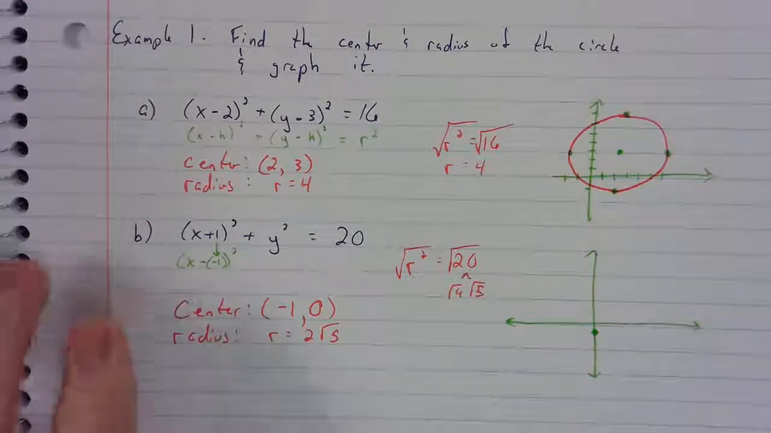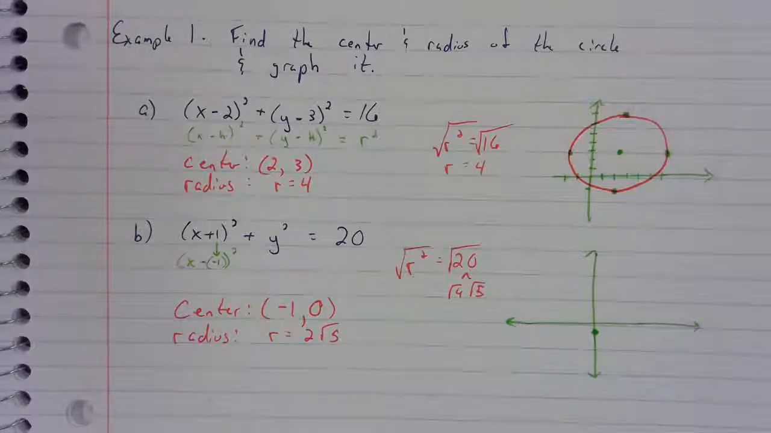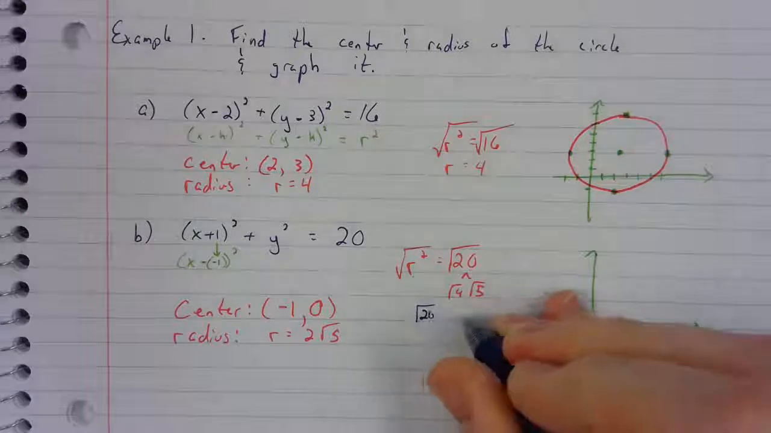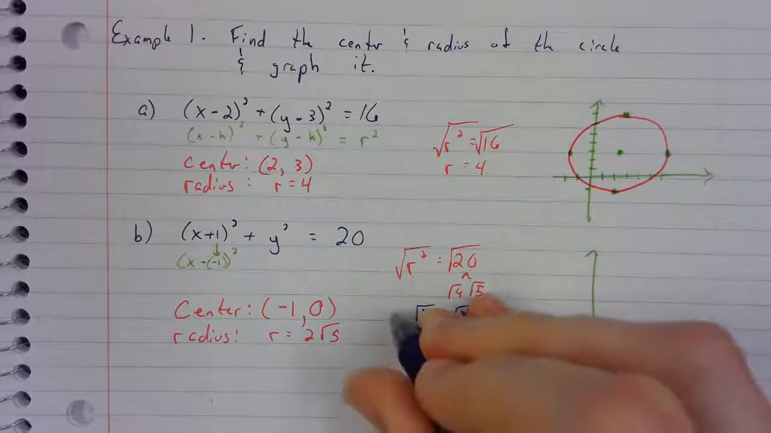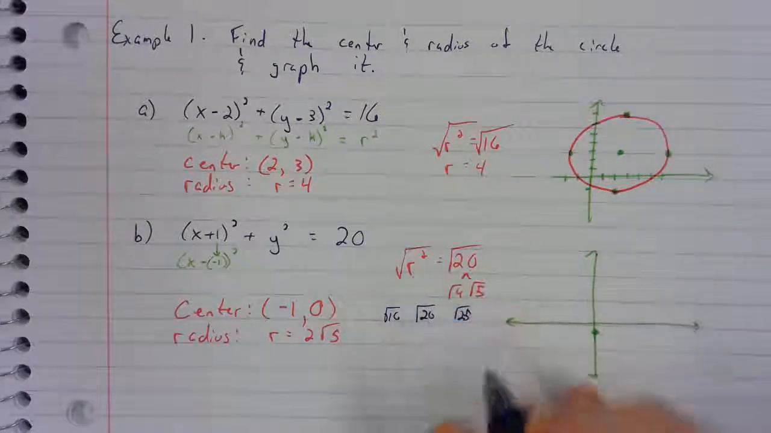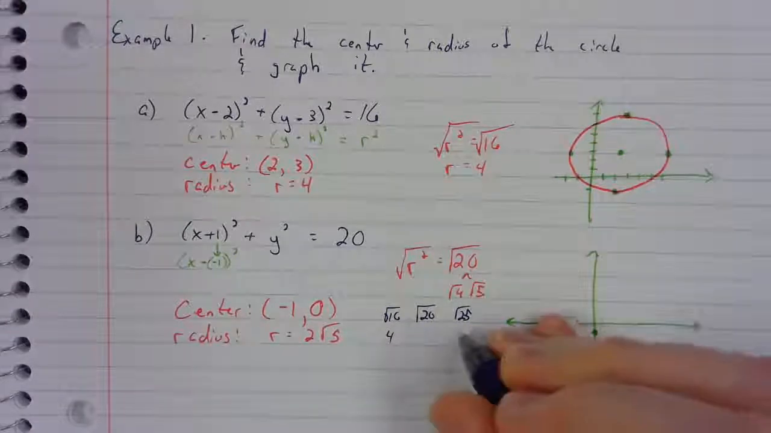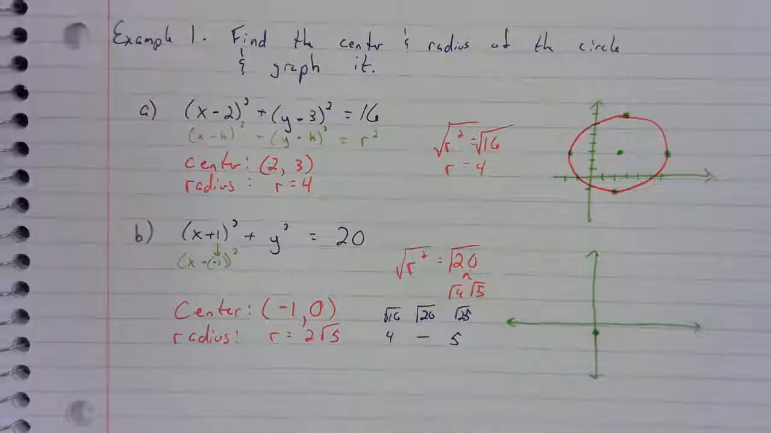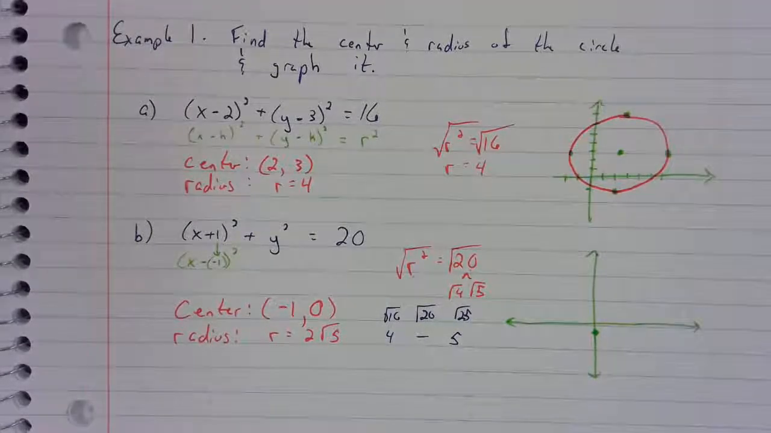Square root of 20. The square root of 20 is between which 2 perfect squares? 25. Very good. 16. Very good. Now what is the square root of 16? 4. And the square root of 25? 5. So I know it's somewhere between 4 and 5. Now 20, it's pretty much right in the middle. It's a little bit closer to 16, but not by much. So if I had to guess this number, it's going to be right around 4.5, a little bit less.